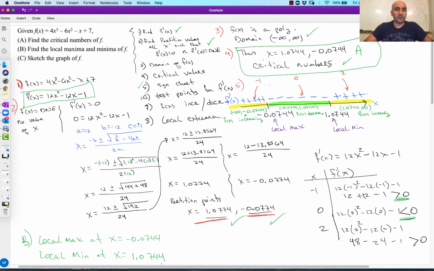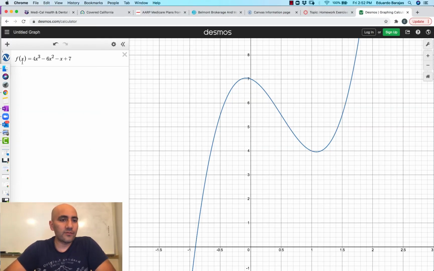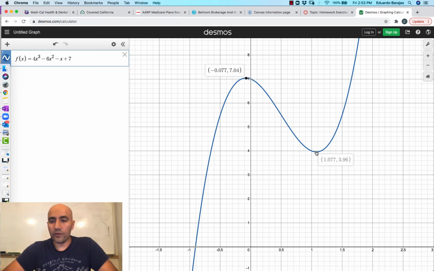So I'm just going to go to Desmos. Okay, so I came over to Desmos. I typed in our equation, 4x cubed minus 6x squared minus x plus 7. And here's the graph that we got. Okay, so confirming that we have a local maximum here at this point. Nice thing about Desmos, you can just click onto it. So we get that at x equals negative 0.77, we have a local maximum there. And then over here at x equals positive 1.077, we have a local minimum.